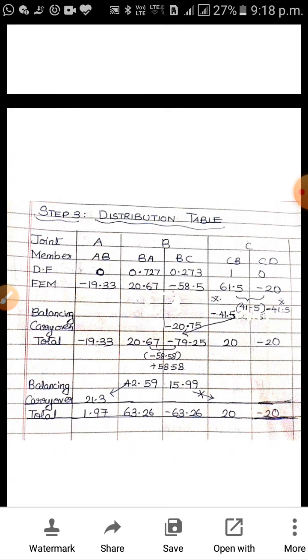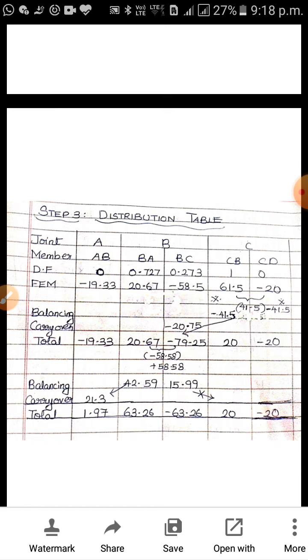Then add everything total. So you see here CB and CD, plus 20 and minus 20. Only you have to start with that. Then carry over. Then only you have to come to the regular procedure. Regular, what is the regular one? B also you have to see. At B, 20.61 minus 79.25, if you find the difference, it is minus 58.88. So again, if you apply a minus sign, it is plus 58.88. So that into 0.727 and 0.273.